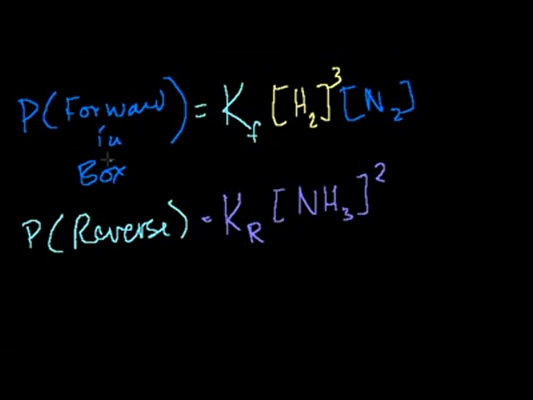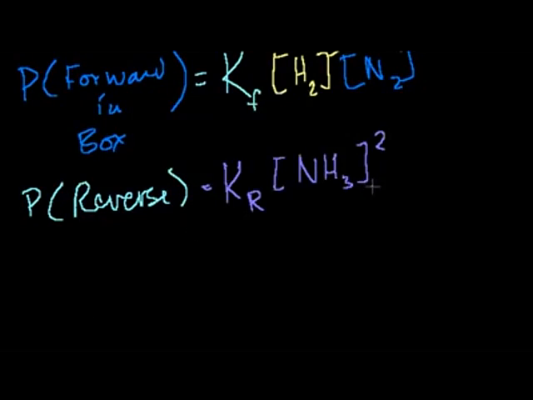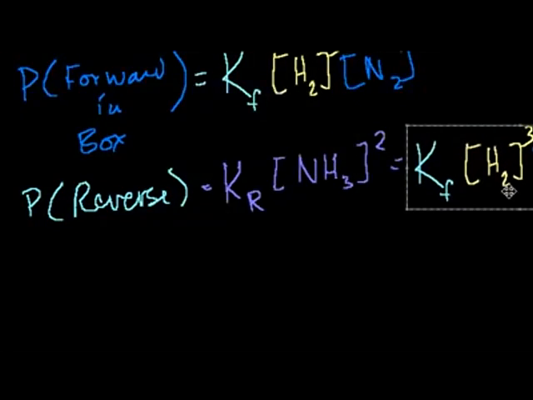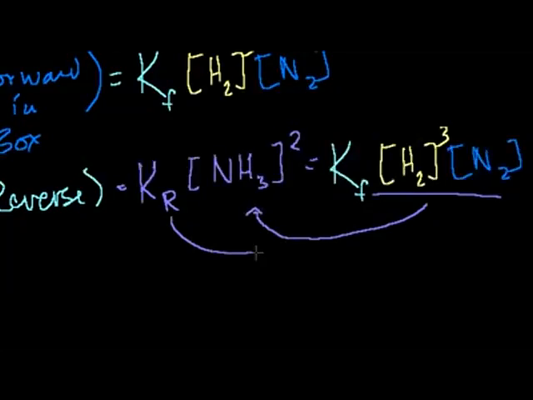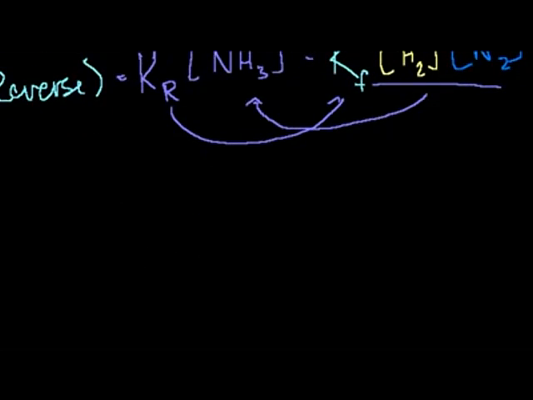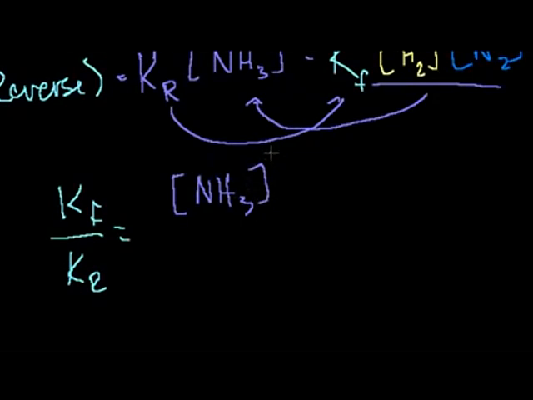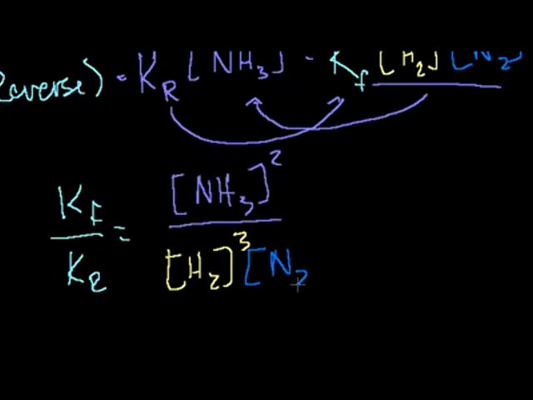And when we're in equilibrium, the probability of having a forward reaction in the box is going to equal the probability of a reverse reaction in the box. So these two things are going to equal each other. I could just copy and paste it up there. There you go. And then if you set the constants equal to each other, you normally put the products on the right hand side of the equation. So I'll take these and divide them into this, and I'll divide that into that, and you're left with Kf over Kr is equal to the concentration of ammonia to the second power divided by the concentration of hydrogen to the third power times the concentration of nitrogen.